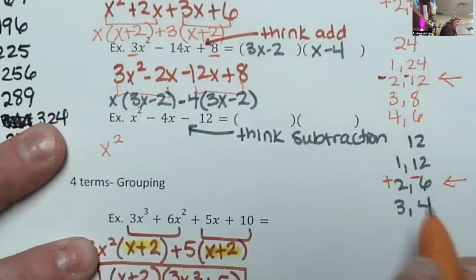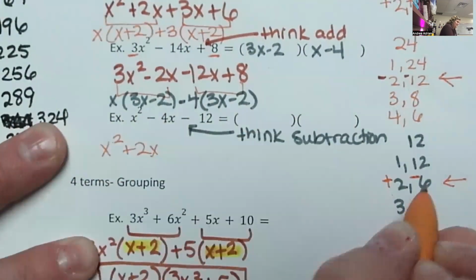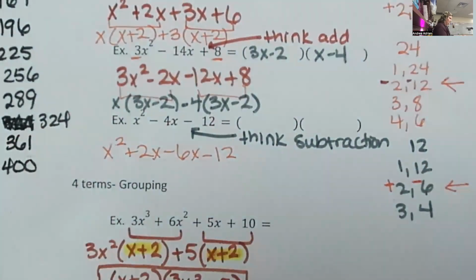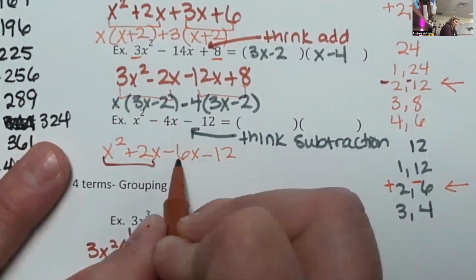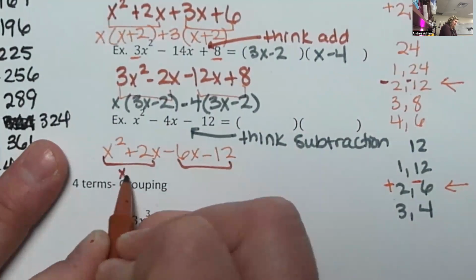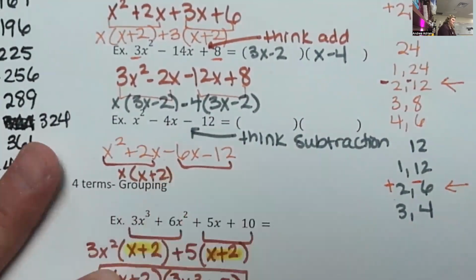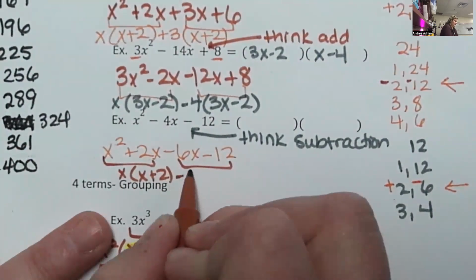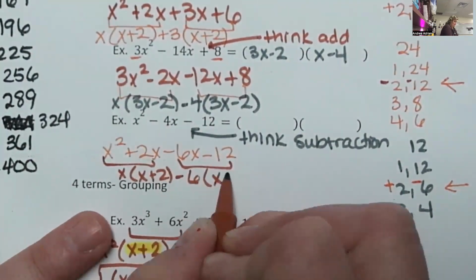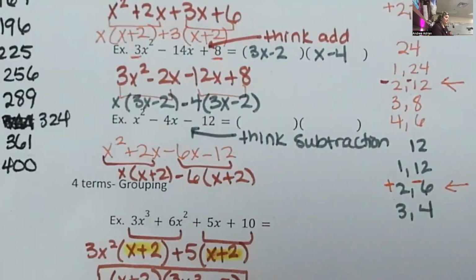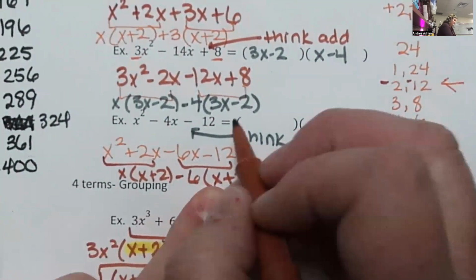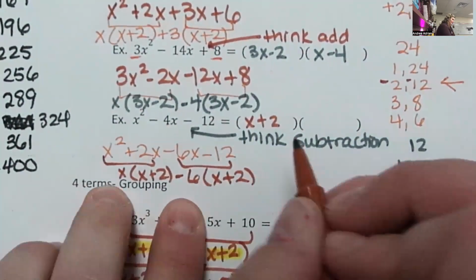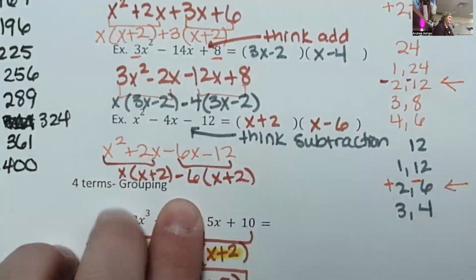So now I have x squared plus 2x minus 6x minus 12. Group. Take out an x, I'm left with an x plus 2. Take out negative 6, left with an x plus 2 because I took out that negative. So good thing they match. We're going to put that x plus 2 first. And then our leftovers are that x minus 6.